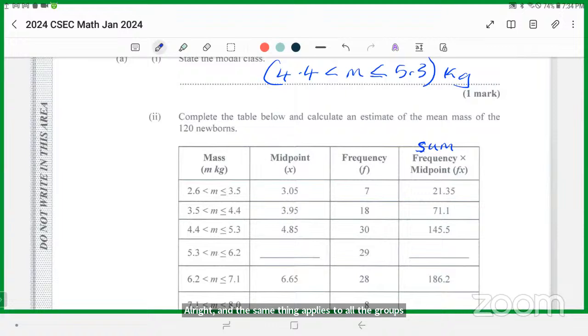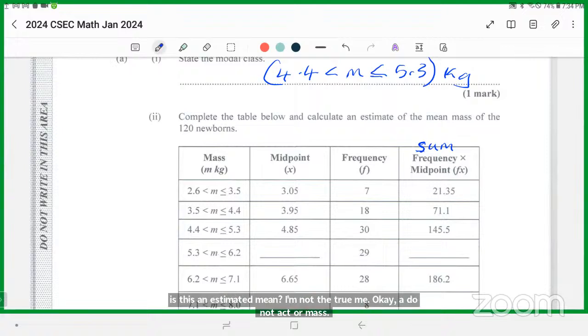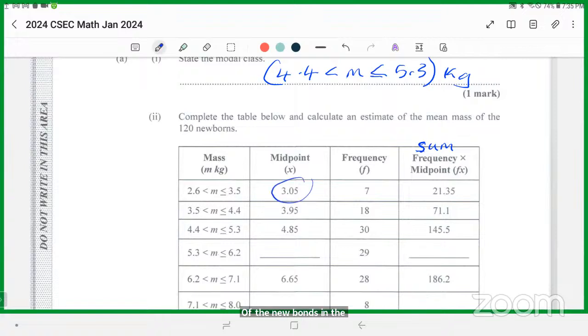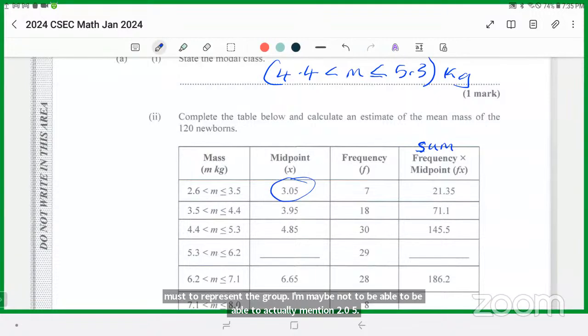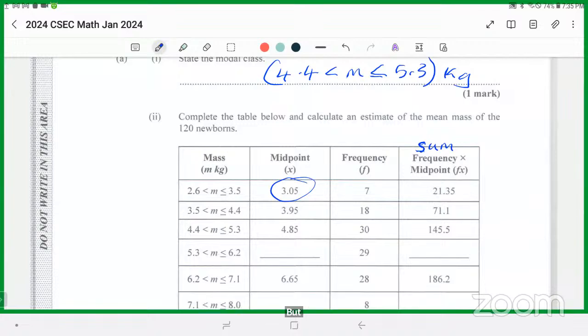And they will ask you that. Why is this an estimated mean and not the true mean? Because you don't know the actual mass of the newborns in the groups. So you use the midpoint mass to represent the group. And maybe none of the babies actually measure 3.05. We have to make that assumption, all right, for the purpose of estimating.